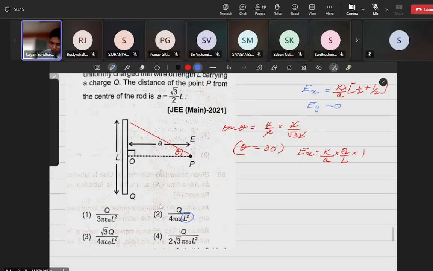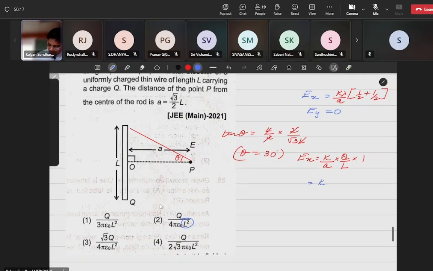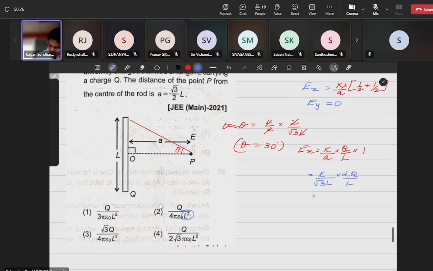So A is equal to how much times L? K divided by root 3 L, 2Q by L. So it will be 1 by 4 pi epsilon naught into 2Q divided by root 3 L square. This gets cancelled. So it will be Q divided by 2 root 3 pi epsilon naught L square. Option 4 is the correct one.